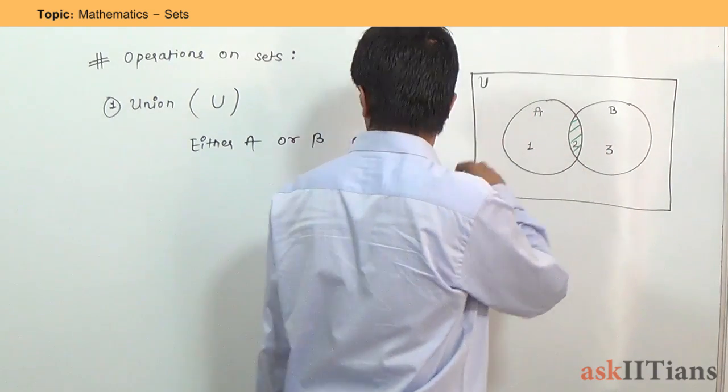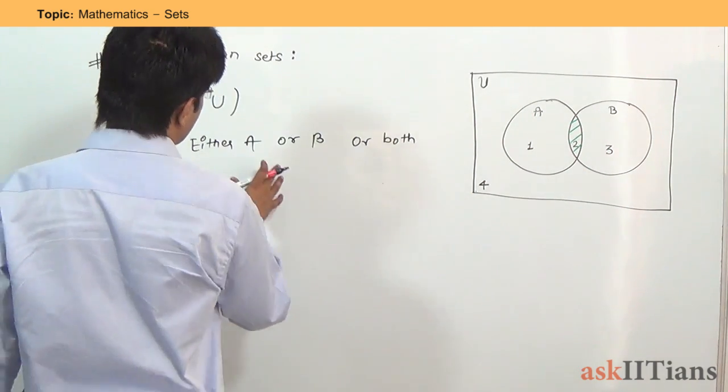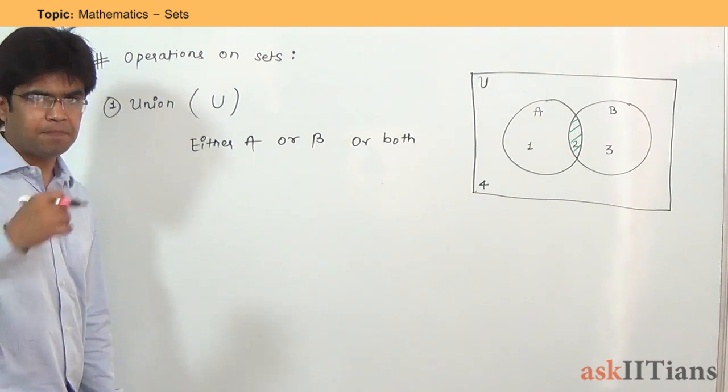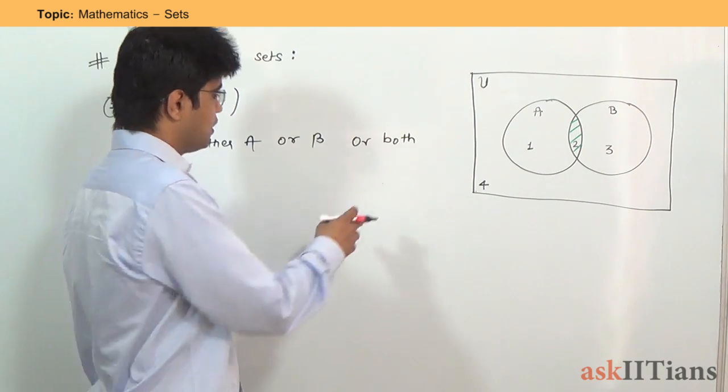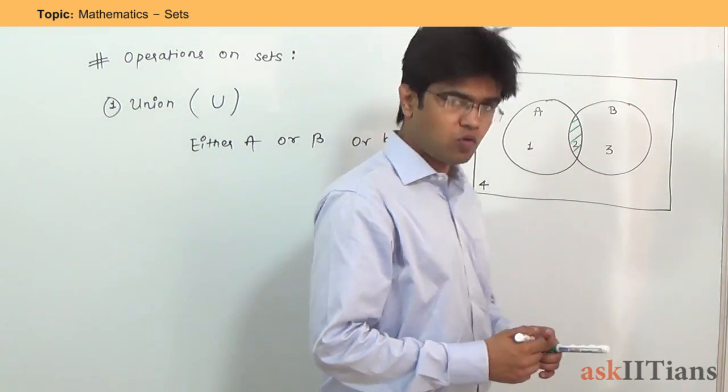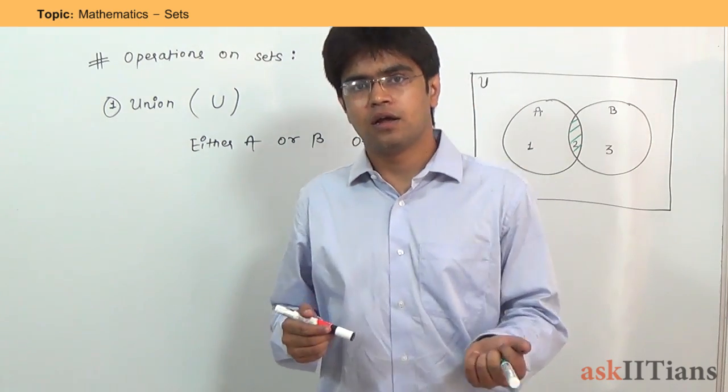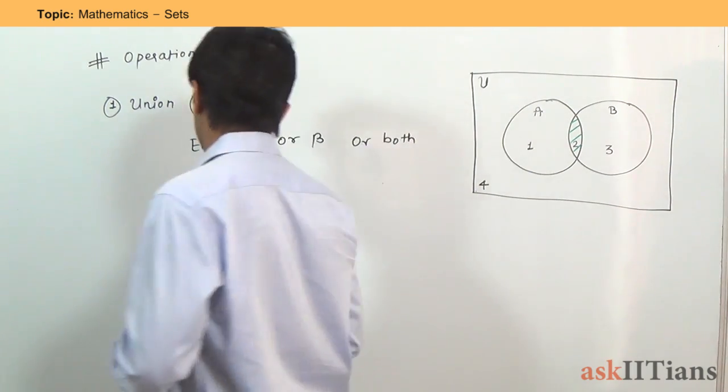So that is what my meaning of union is. That means the elements that are lying in either A or B. Understood what the union is. Now there are some properties of union as well.